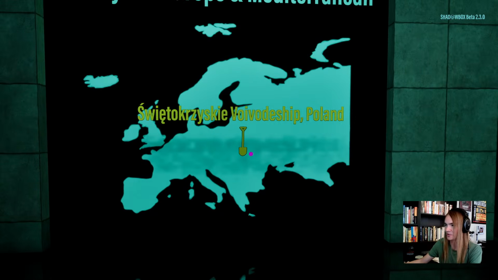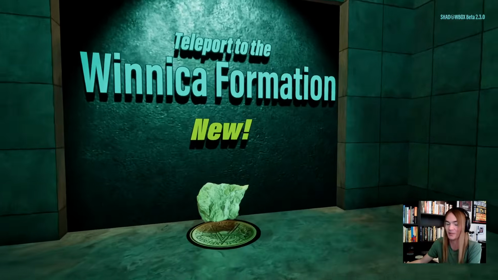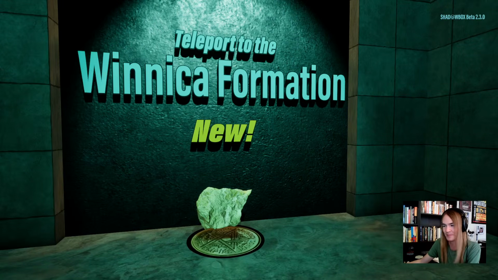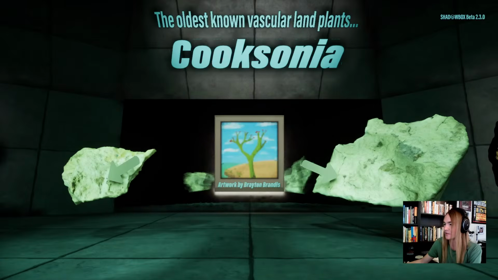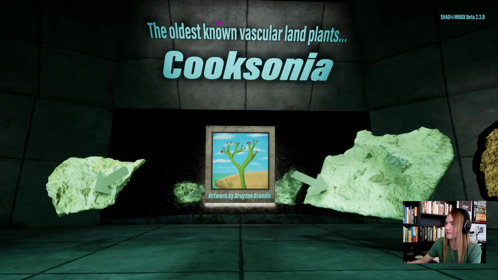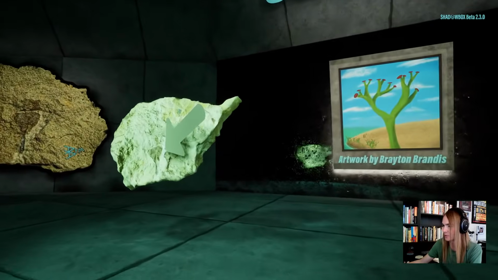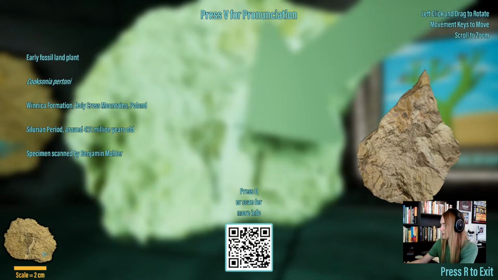It is from this region of Poland. I'm going to pay my respects to the people of Poland and not try to pronounce this. If someone would like to tell me how, I would be happy to listen. I'm not going to make an attempt. These are fossils of the oldest known vascular land plants, a genus called Cooksonia. And these are recovered from Poland. So let's take a close look at these.